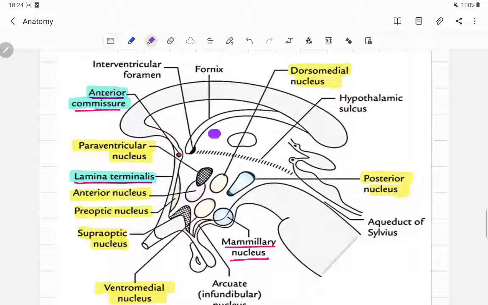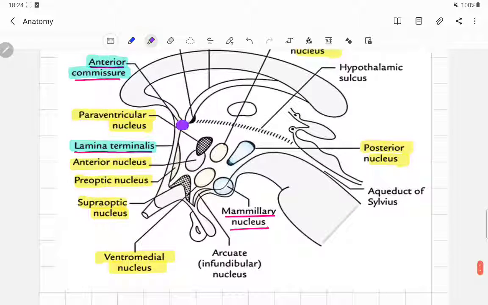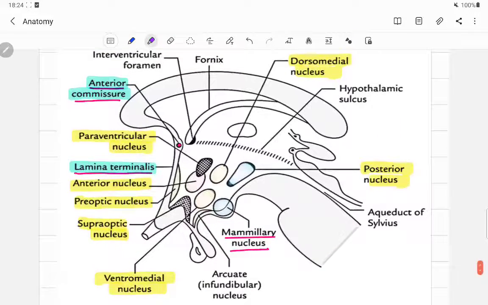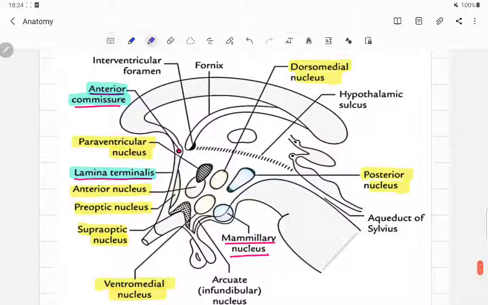This is the fornix, which is the connection between the hippocampus and the hypothalamus. This structure is the corpus callosum, which divides the cerebrum into two cerebral hemispheres. This structure, as I already told you, is the lamina terminalis, and these are the nuclei. We'll be looking at each of these nuclei in detail. These highlighted in yellow are the nuclei of the hypothalamus, and this is the anterior commissure, as we have already seen.